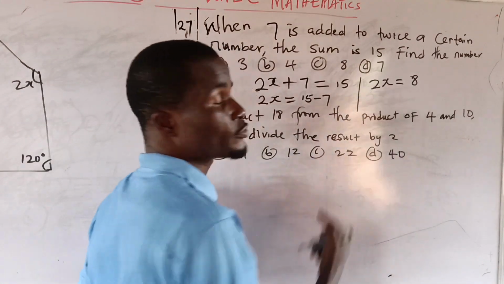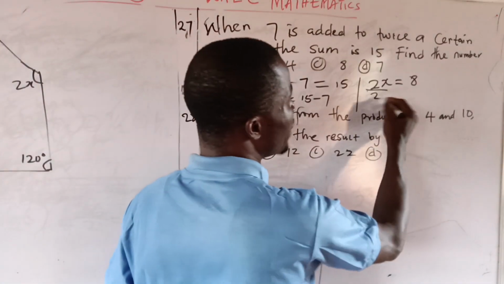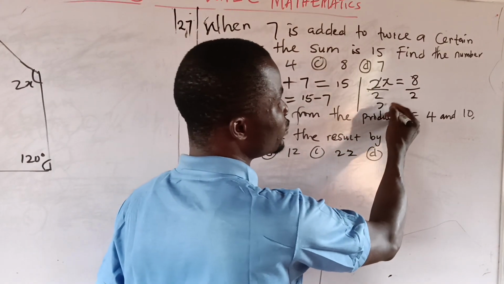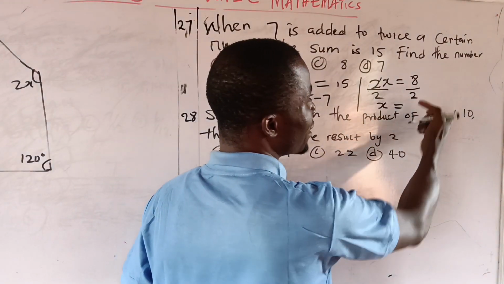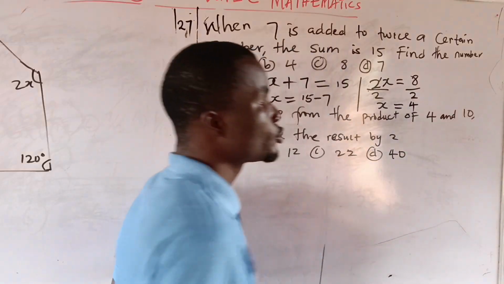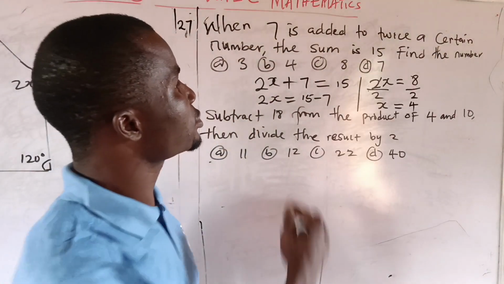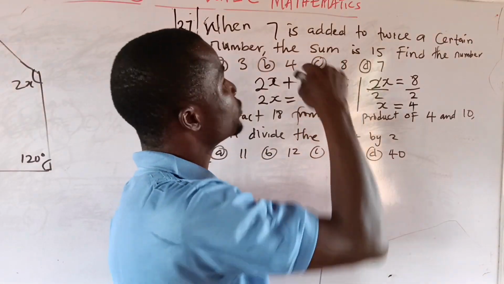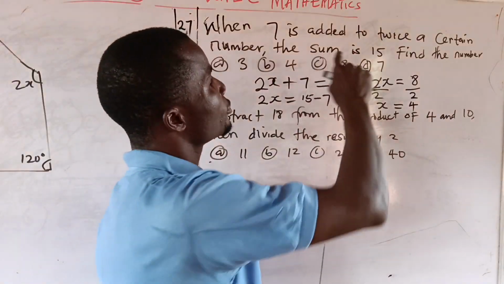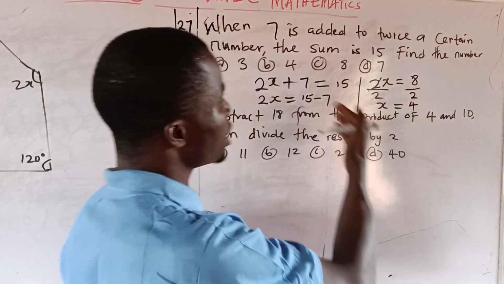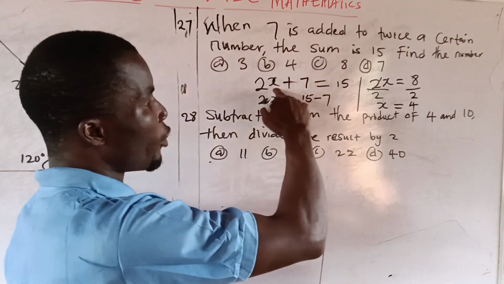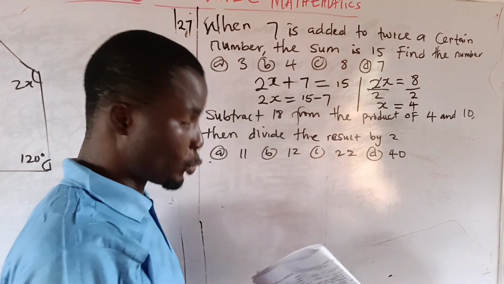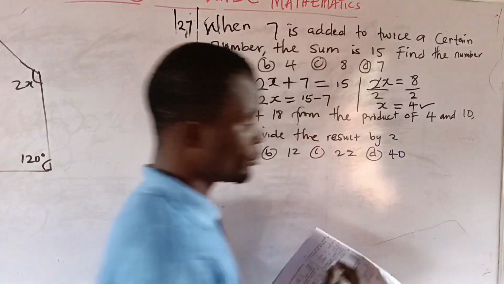So what do we do for us to get our x? We are dividing through by 2. So 2 cancels 2, we are left with x. 8 divided by 2 will give us 4. So that number that will be added to 7 that will give us 15 is 4. You can check it. Once we put this 4 here, if you add it, both sides will be equal. So our answer is 4.